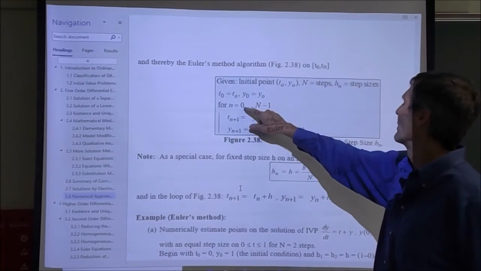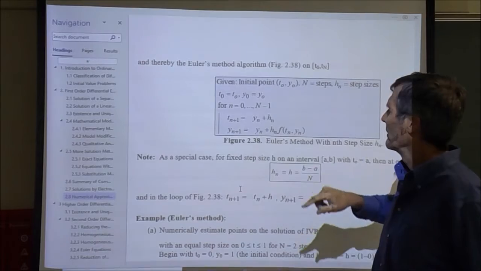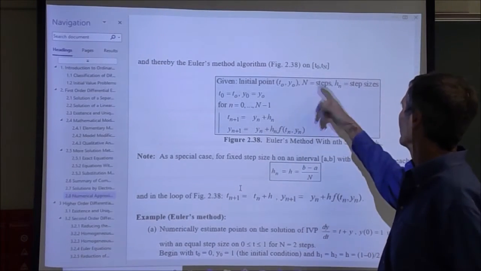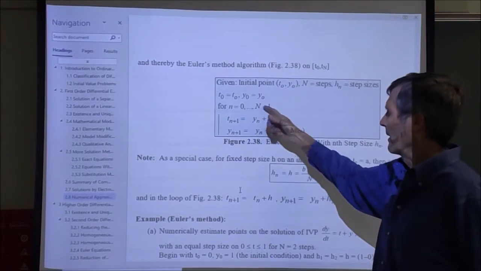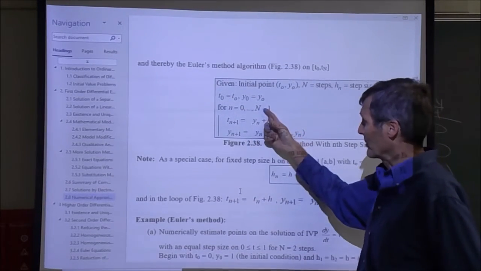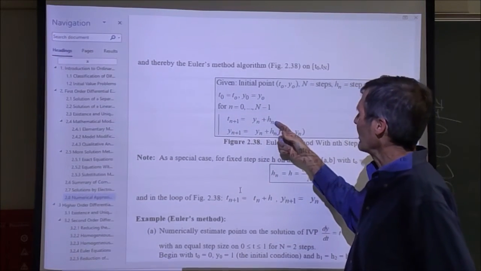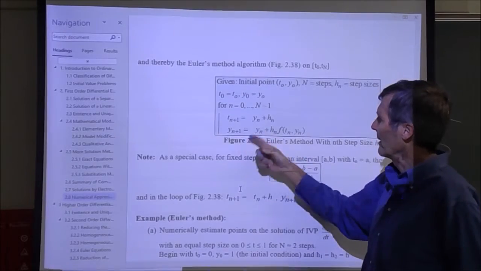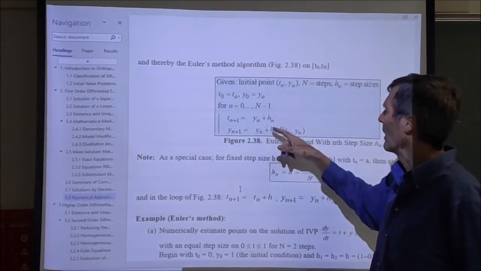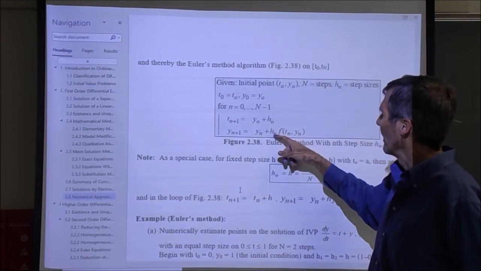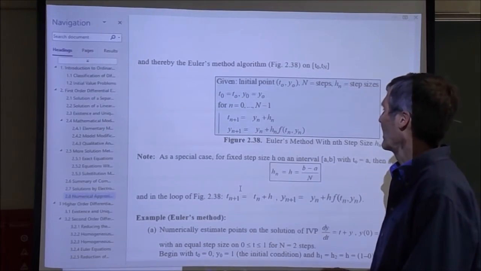And then for n equals 0 to n minus 1, so we do n steps, I'm sorry, n steps. For n steps, little n running from 0 to n minus 1. We select tn plus 1, incremented by hn, the next step size, the next increment, or delta tn if you like. Yn plus 1 is the current y plus the length of the step times the slope of the line segment.